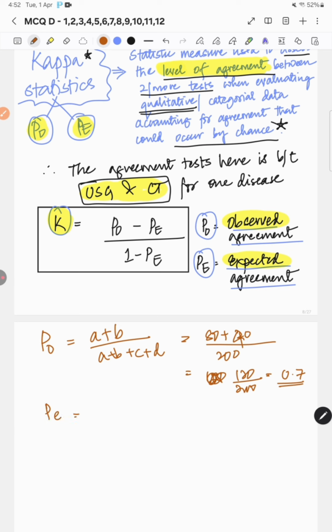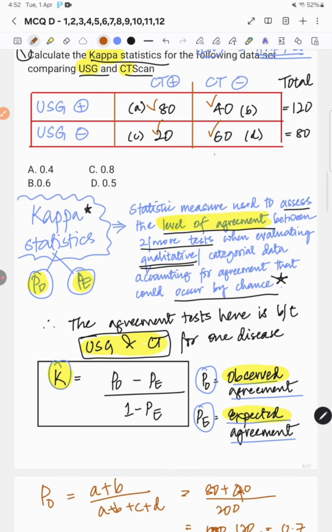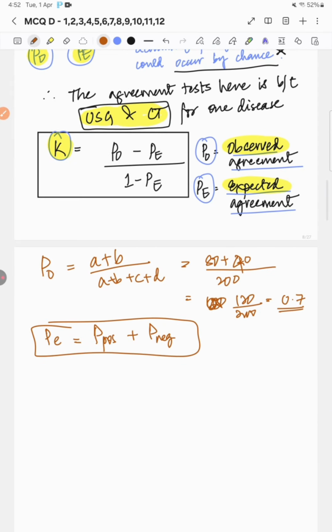But to calculate P expected, you are going to know the two preliminaries, that is prevalence of positivity rate plus prevalence of negativity rate. So this is the formula for P expected. Observed directly it is given, right? So there is nothing to calculate, whereas expected we are going to derive so many calculations. That's why you require more time. Now start doing it.